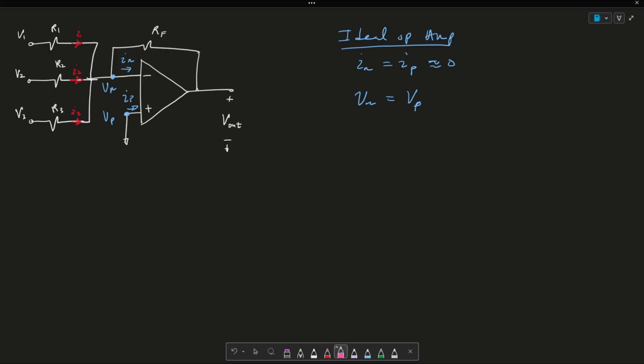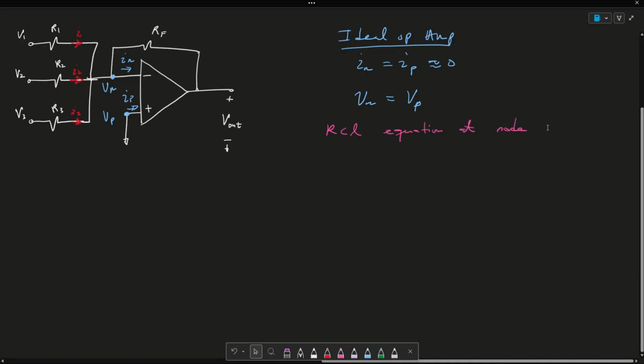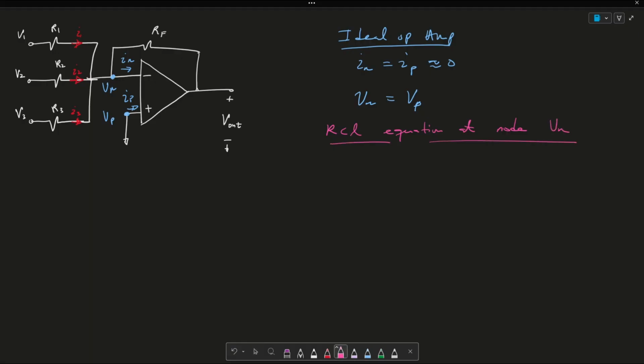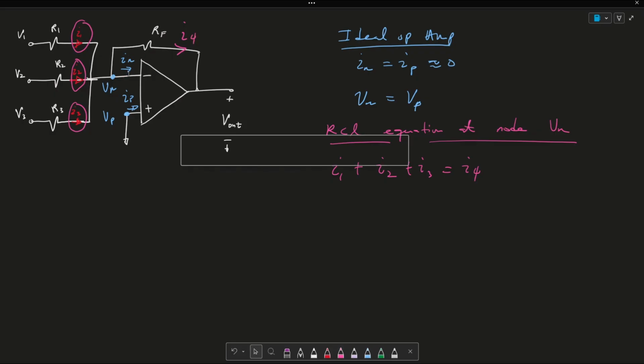So what we can do now is write what we consider KCL equations at node Vn. Essentially this becomes I1, this current here, plus I2, this current here, plus I3, this current here, has to equate to this I4, which is the current through the feedback resistor. The reason they all have to equal I4 is because the current IN is equated to 0, so no current goes into the negative terminal of my op amp.